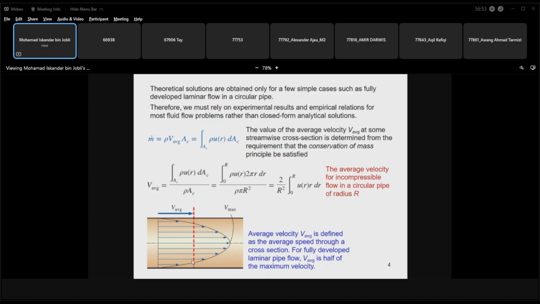This is what we call a velocity profile. This is the V average. Do you understand this, fellas?